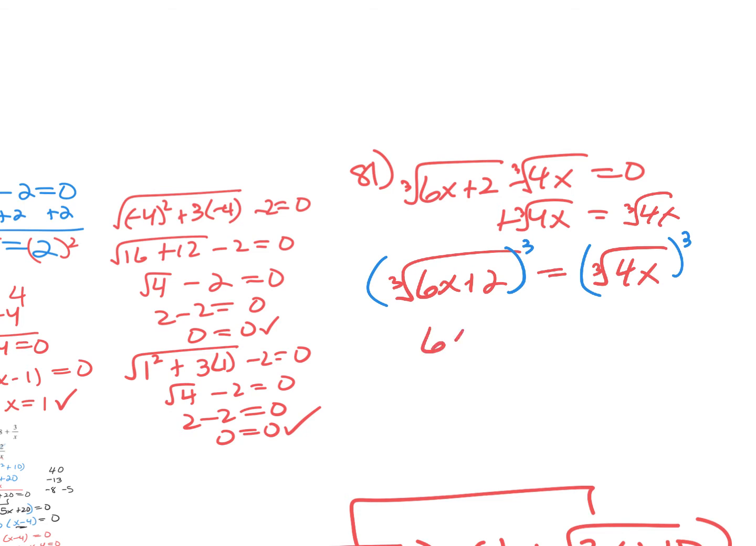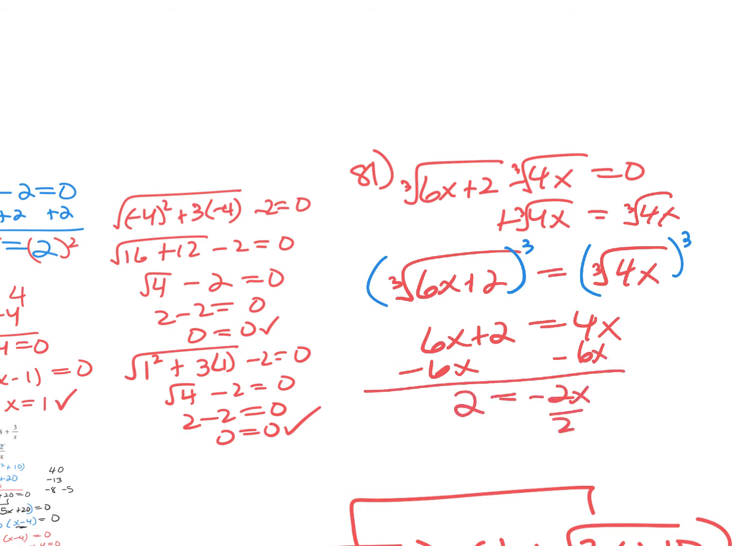And then I'm left with 6x plus 2 equals 4x. I'll move the 6x over. 2 equals negative 2x. Divide by negative 2. And x equals negative 1. And again, if you plug it in, it does work.